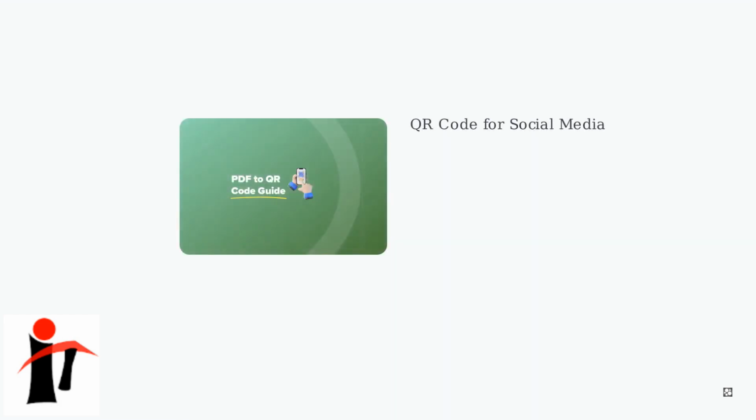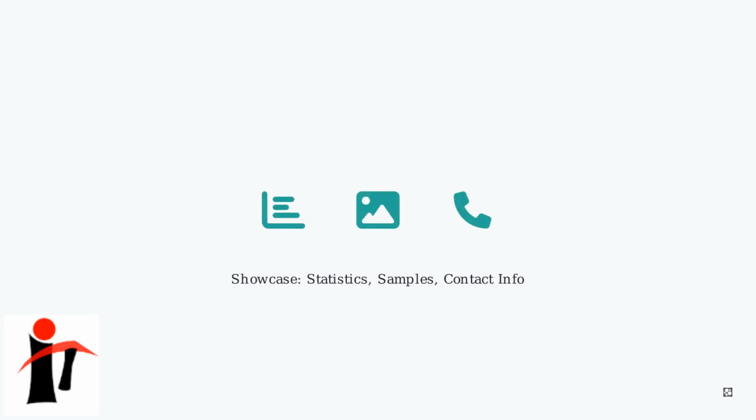To enhance sharing on social media, consider embedding a QR code directly into the PDF, which, as of Q2 2025, can be done with one-click exports. Sharing a media kit is a great way to showcase statistics, samples, and contact info. Remember that advanced features on paid plans, starting at $10 per month, offer password protection and expiration dates for your shared links.